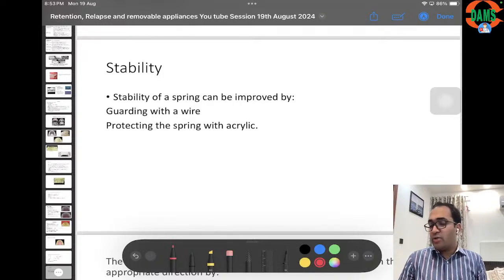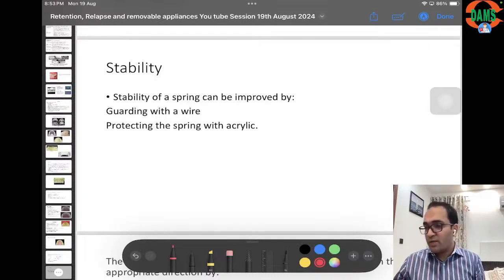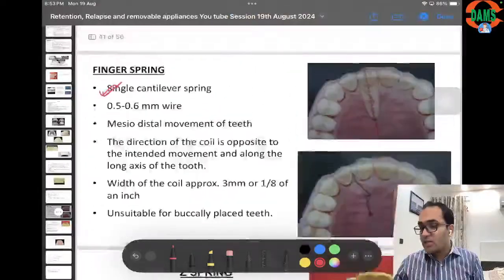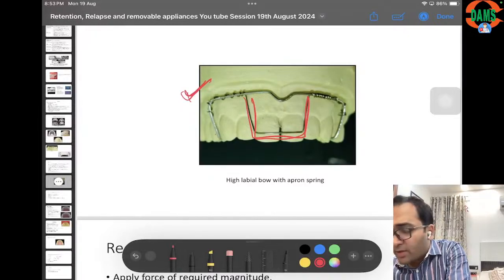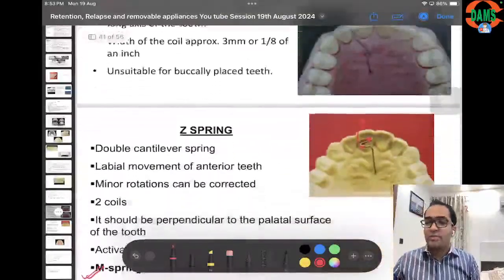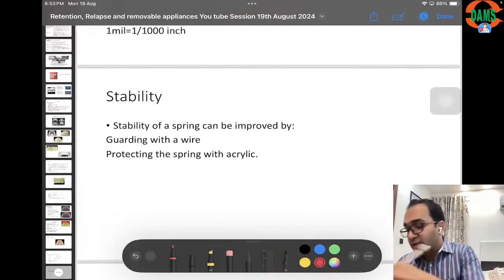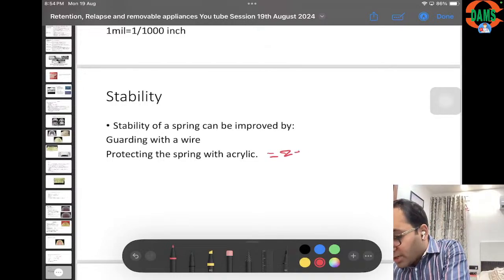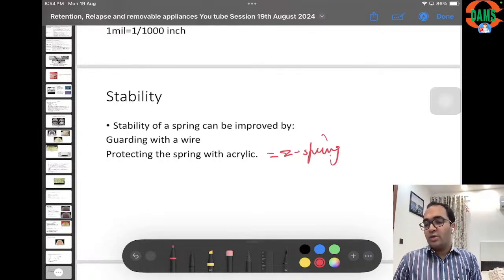Next comes the stability of the spring. So how do we improve the stability, so that it stays in its place? How can it be done? Guarding with the wire. What is the guarding of the wire? We can surround the spring on a heavy wire, like the high labial bow made with a thicker dimension wire. We wrap the spring around it, so it improves its stability, because the spring is made up of a lighter dimension wire. Next, we can protect the spring with acrylic, and we do it in cases of Z spring. We place it in a box of acrylic so that it does not get distorted due to the occlusal forces.